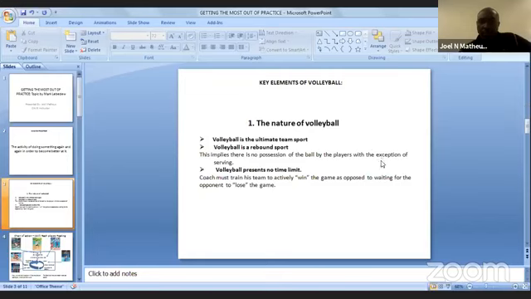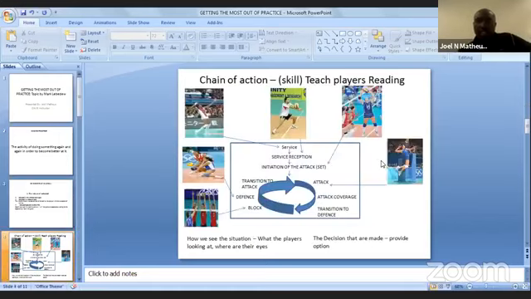Then the other element I wanted to focus on is the chain of action, which is the skill of teaching players to read. You must understand the chains that connect together to make a rally, to make a volleyball game. I put pictures also to demonstrate service as the very first skill that we use to initiate the rally. And then we have service reception. Then we have the setting, which is the initiation to attack. We then have the attack coverage.